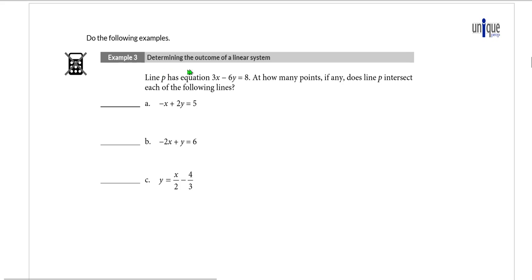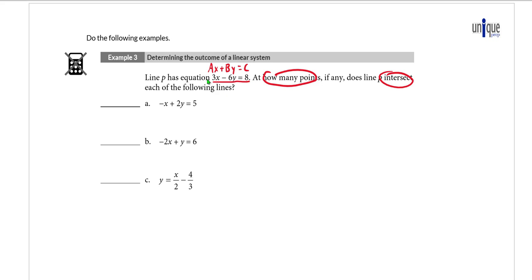In example 3, we are given line P that has this standard form equation. Again, that's ax plus by equals c. And we need to know how many points of intersection there are between line P and the 3 lines that we were given down here in examples 3a, 3b, and 3c. If you understood the material on the previous page about the outcomes of a linear system, you should be able to do these on your own. So pause the video. If you're a little bit shaky and you want to watch me work through it, I'm going to do that right now.